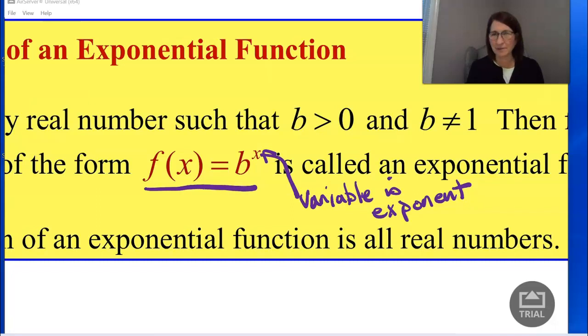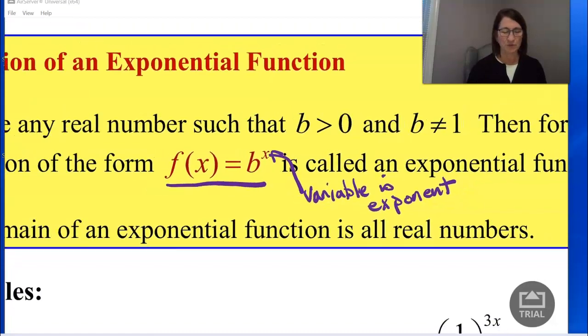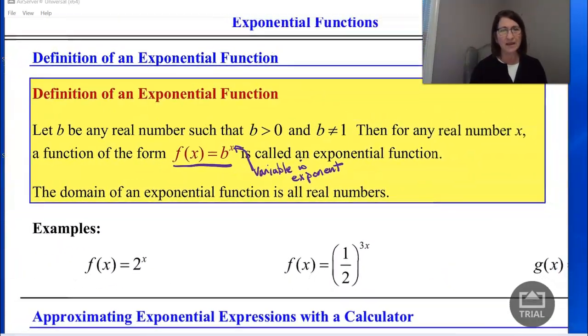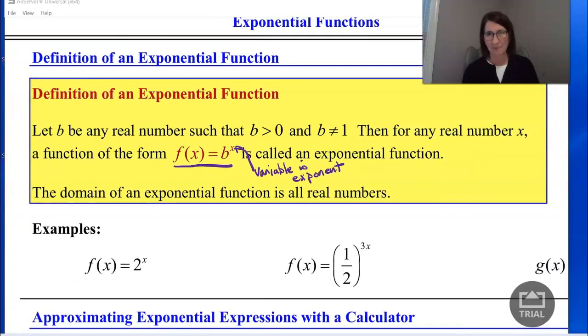We haven't done any problems like this so far, where the exponent is a variable. Well, this should be fun. The only things we have to really pay attention to when you have an exponential function is that your base needs to be positive and that it can't be a 1. Those are the two characteristics. Now, the domain for our exponential functions is all real numbers.